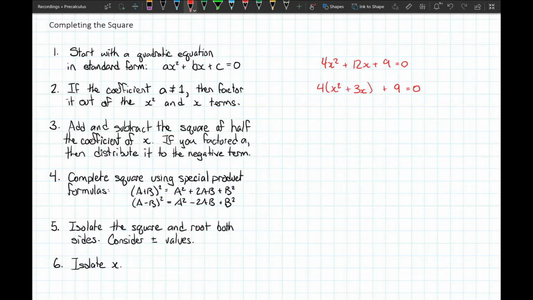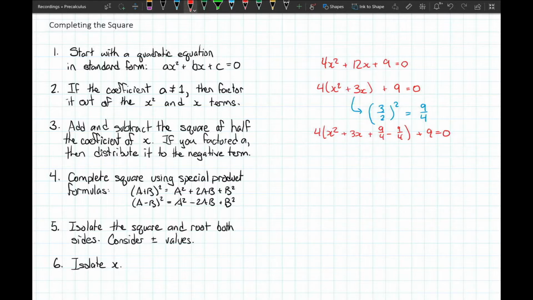Now the next step is maybe the confusing part. We need to add and subtract the square of half the coefficient of x. Okay, what is that? The coefficient of x here is now 3. We need to take the square of half of that value. So the square of 3 halves ends up becoming 9 over 4. We add and subtract. We're allowed to do that because if you add a value and then subtract a value, you haven't altered the overall value in any way. So plus 9 over 4 minus 9 over 4 is completely allowed. It still ends up resulting in 0.